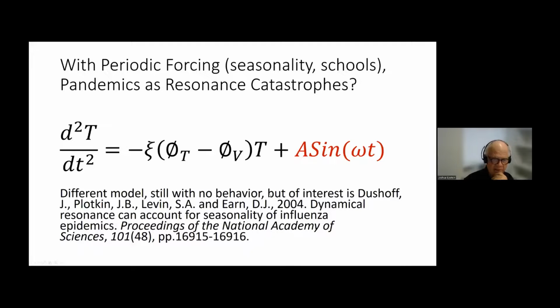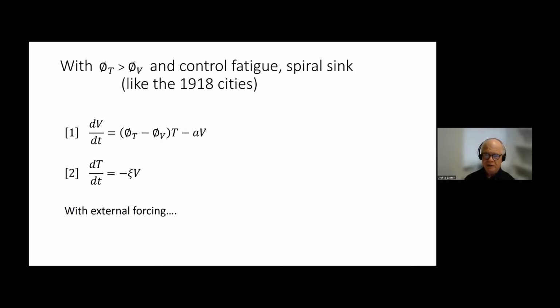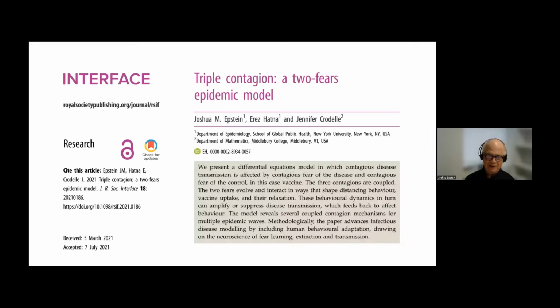Something interesting, and a nice model different from all of this, is a piece by Josh Plotkin, Cy Levin, and other colleagues in PNAS. Dynamical resonance can account for seasonality of influenza epidemics, which I think is cute. But now this is all the wrong model. These are all variations on the wrong model, not Cy Levin's, but the ones I've been showing.